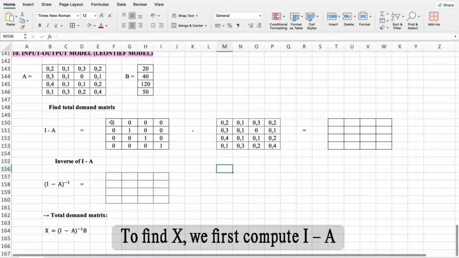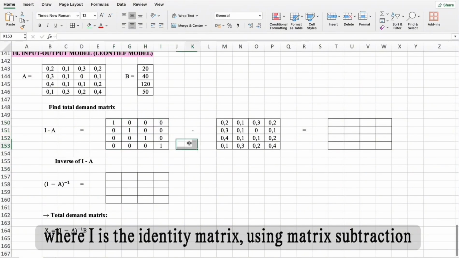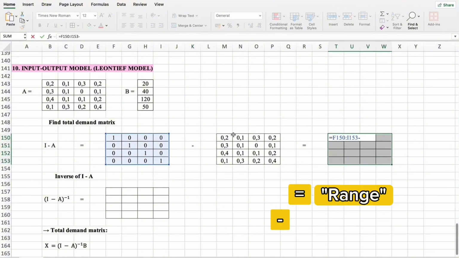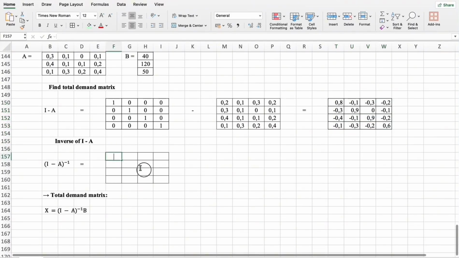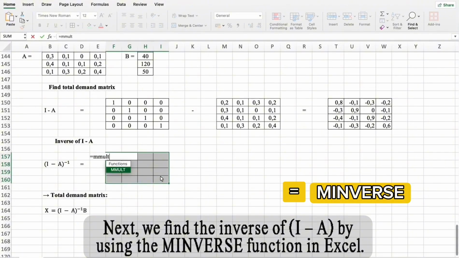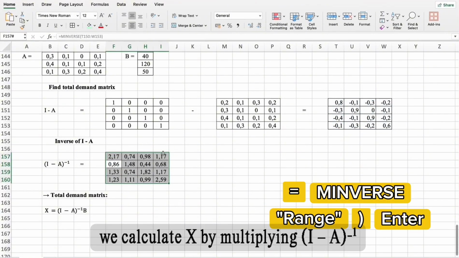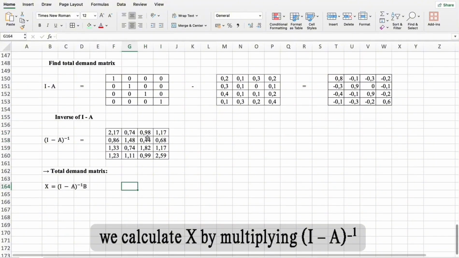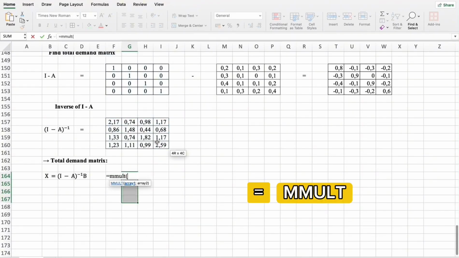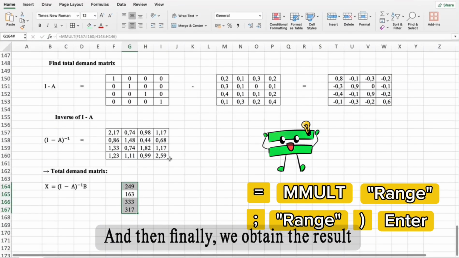To find X, we first compute I minus A, where I is the identity matrix, using matrix subtraction, as shown earlier. Next, we find the inverse of I minus A by using the inverse function in Excel. After obtaining the inverse of I minus A, we calculate X by multiplying the inverse of I minus A with the matrix B using the MMULT function. And then finally, we obtain the result.